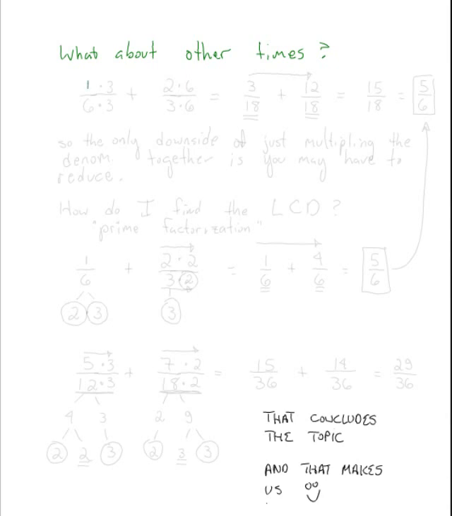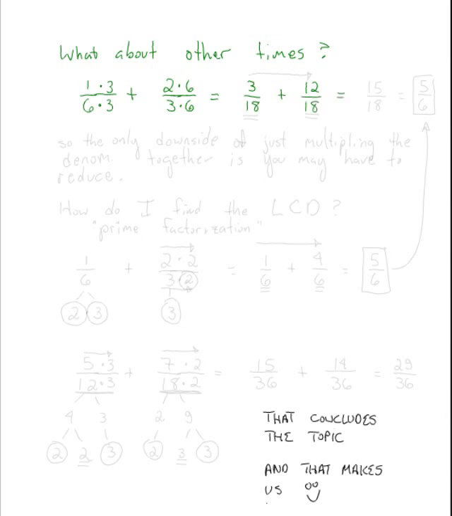For instance, what if you have 1/6 plus 2/3 that you're trying to add together? Now, certainly it will work to multiply the 6 and the 3 together. So that's what I'm going to do. I'm going to multiply by 3 and multiply by 3. I'm going to multiply by 6 and multiply by 6. And I'm going to end up with 3 over 18 plus 12 over 18.